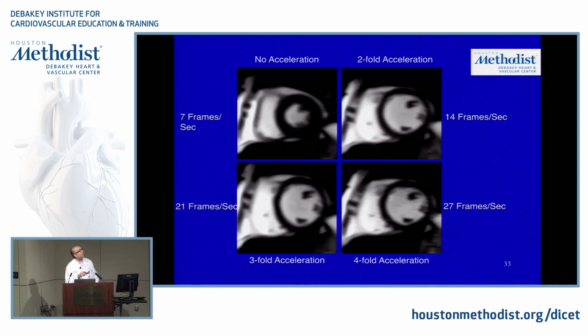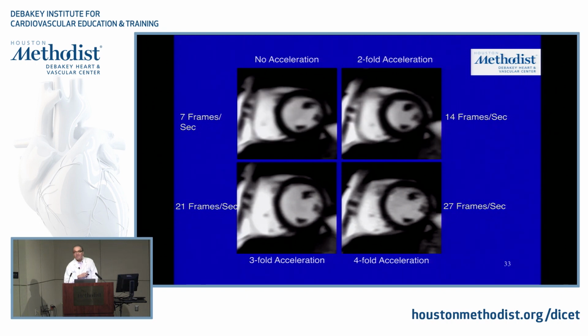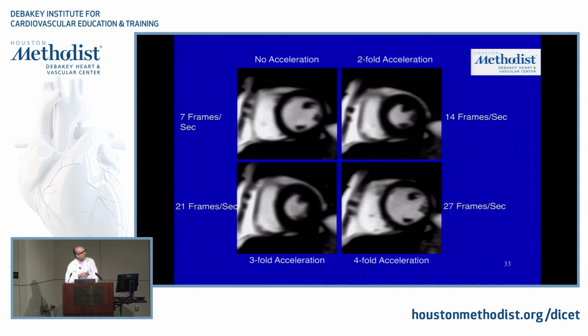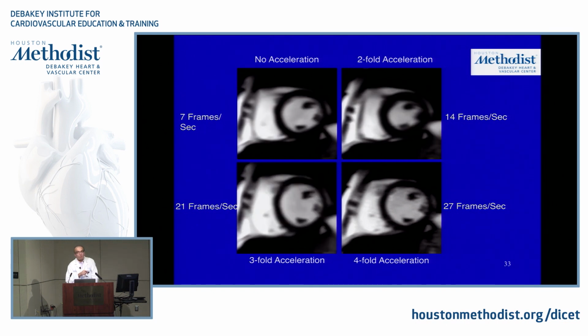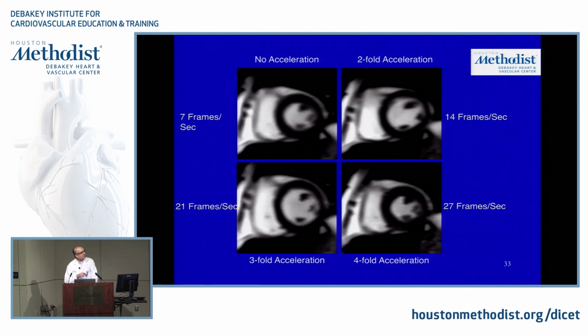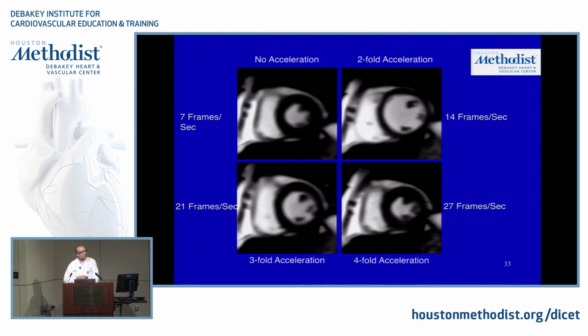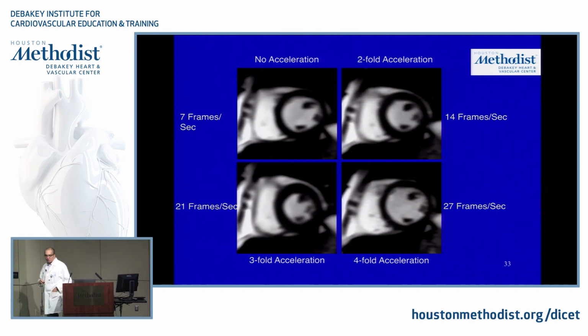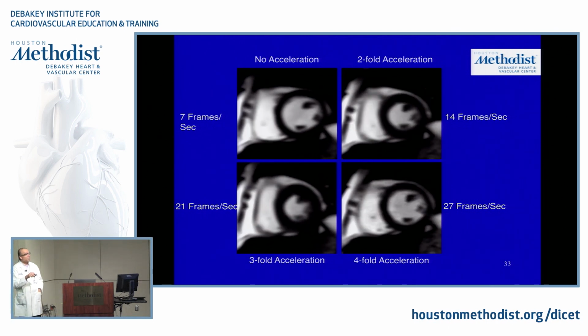But now when we go to what we call a two-fold acceleration, where we only sample half the data and fill in the other half of the missing data based on differences that the different coil elements are able to sense, you're able to get fairly comparable image quality, but now you're getting 14 frames per second instead of 7 frames a second. If you go to threefold acceleration, you're able to go to 21 frames per second. And lastly, if we go to a fourfold acceleration, we're able to get to about 27 or 28 frames per second. So you're getting much higher temporal resolution.